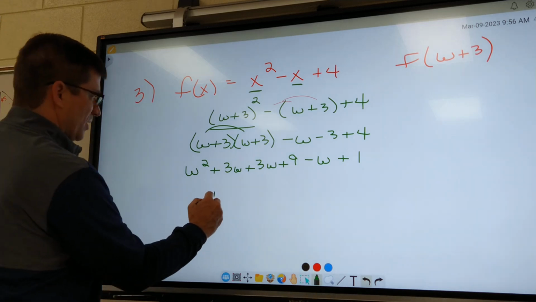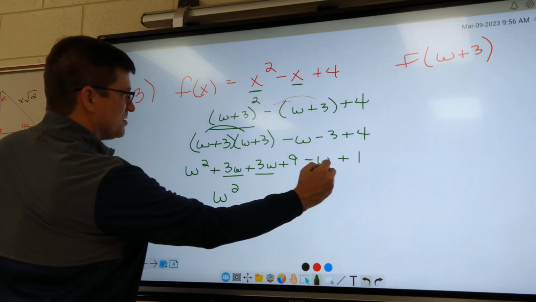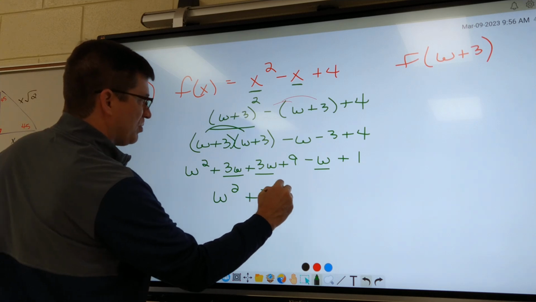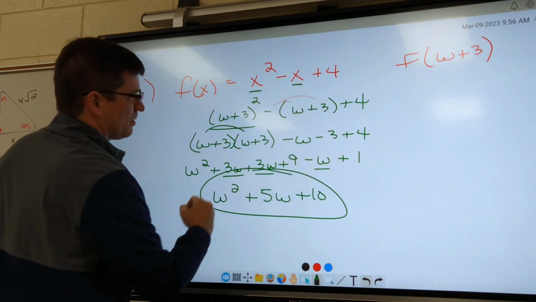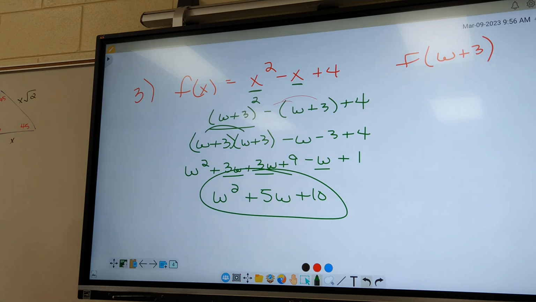All right, final answer. We got W squared, add these up, plus 5W plus 10. Somebody check me. That's the answer. That's what I got. Now, you don't have to go quadratic formula from there. You just leave it like that. That would be going backwards. So, do all your full method, add your like terms. That's probably the longest problem on the test next week.